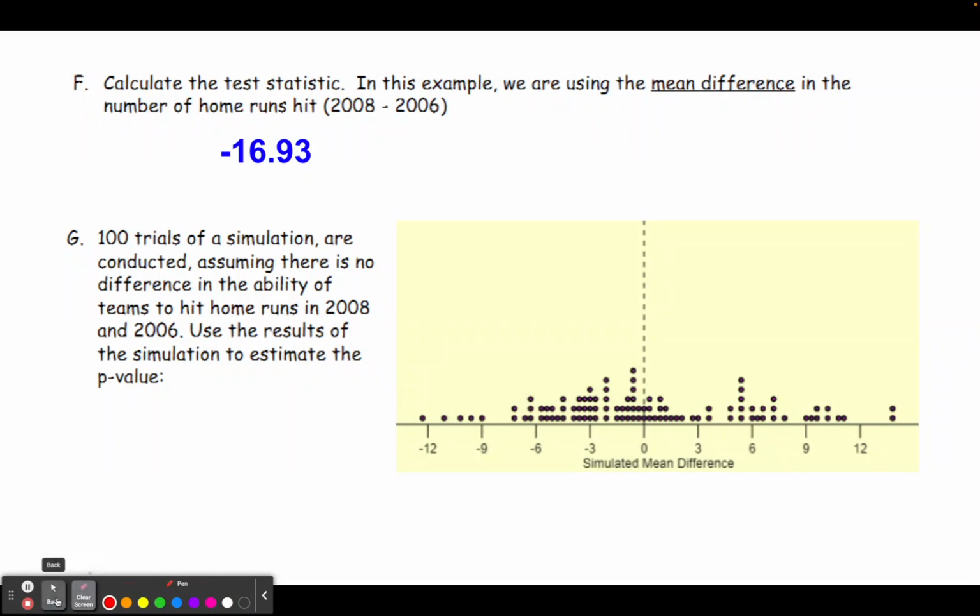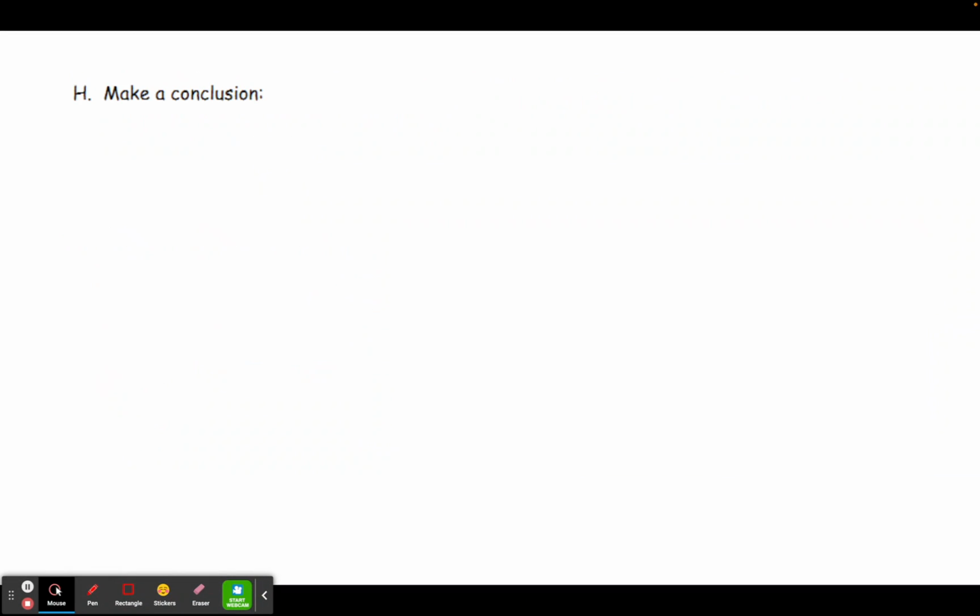But we want to now look at our results, right? We had a difference of negative 16.93. Notice that in our simulation, none of the results came up with a difference that was as large as negative 16.93. So our p-value in this case would be zero, right? We had no values in that range over there. So our p-value was 0%, and that means we have very strong evidence that there is a difference.